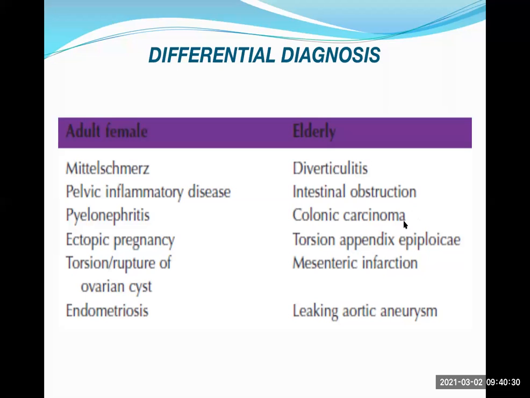When a lady ovulates, after the menarche occurs, she ovulates every month. If there is not any other abnormality during that time, there may be slight pain, and that may be confused with early appendicitis pain. Pelvic inflammatory disease or PID, already talked about. Pyelonephritis, ectopic pregnancy, torsion or rupture of the ovarian cyst, and endometriosis.